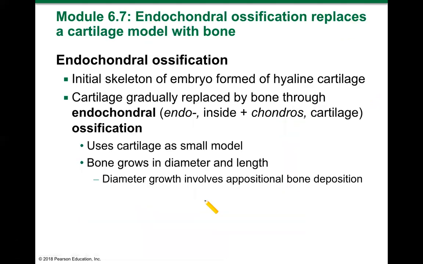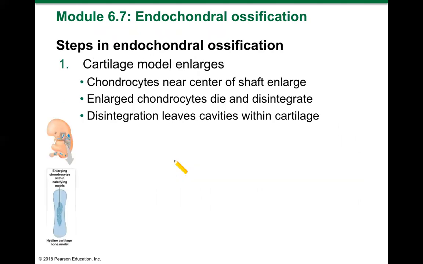The next type of growth is endochondral ossification. So this is when we're talking about the initial skeleton in an embryo, and it's mostly cartilage. So that chondra actually refers to cartilage. Anytime you see chondra, think cartilage. So it's going to use cartilage as a model, and then the bone is going to grow in two directions. It's going to grow in diameter, very similar to appositional, but it's also going to grow in length, and that makes sense since you're not the same size as you were when you were an embryo.